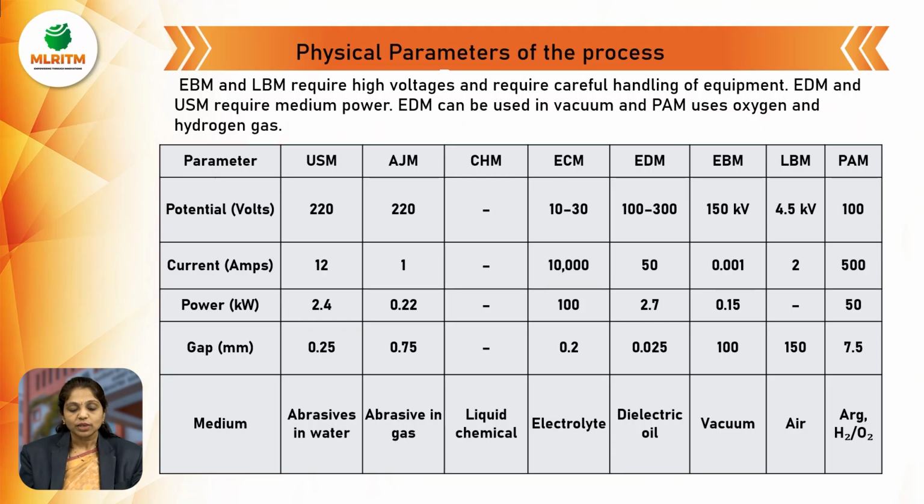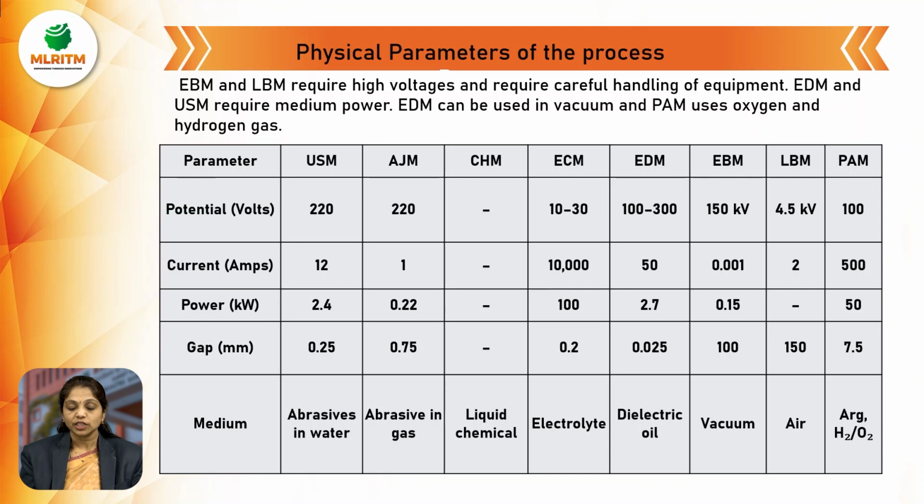So these are the parameters like potential volts, current, power, gap between the tool and the electrode, and type of medium which is used in between the tool and the workpiece. We'll see each technology or each machining method one by one in the further classes, but let's see now how the parameters are utilized in different unconventional machining methods, like in ultrasonic machining. In short, we call it USM.